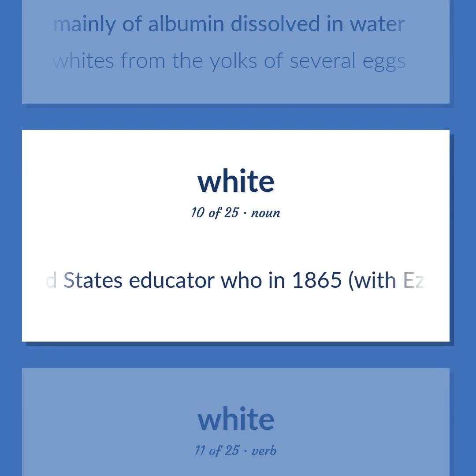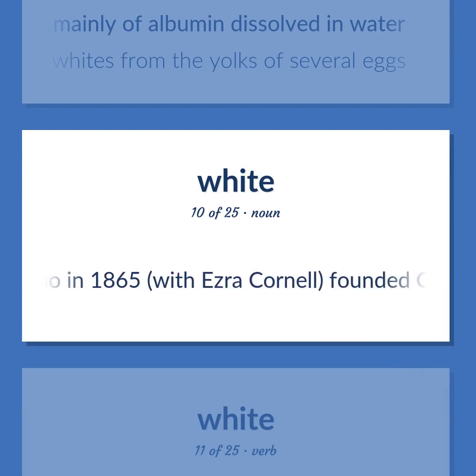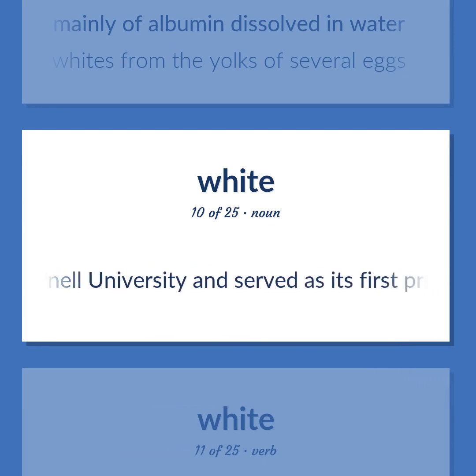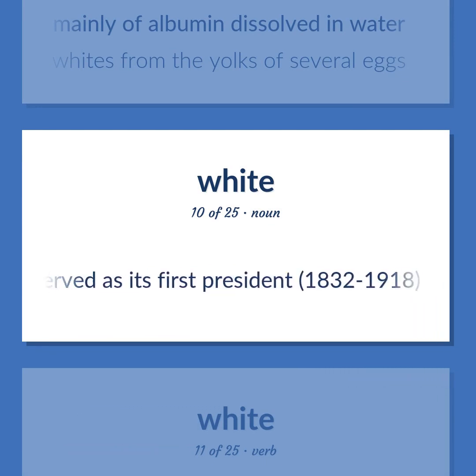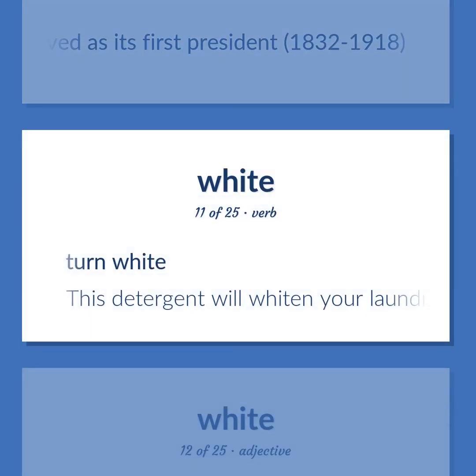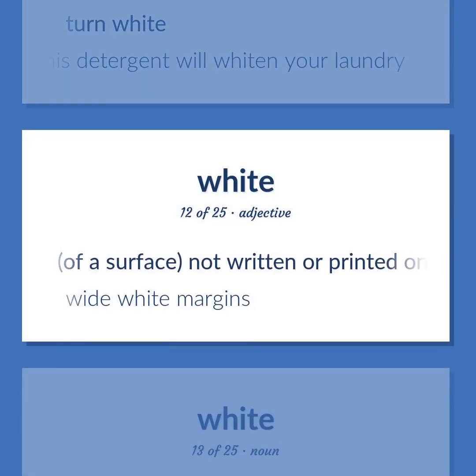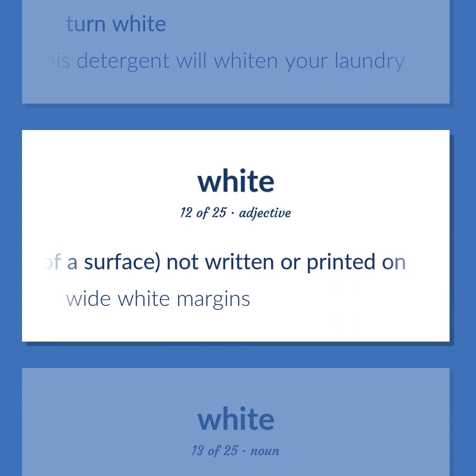United States educator who in 1865, with Ezra Cornell, founded Cornell University and served as its first president, 1832 to 1918. Turn white. This detergent will whiten your laundry. Of a surface, not written or printed on. Wide white margins.